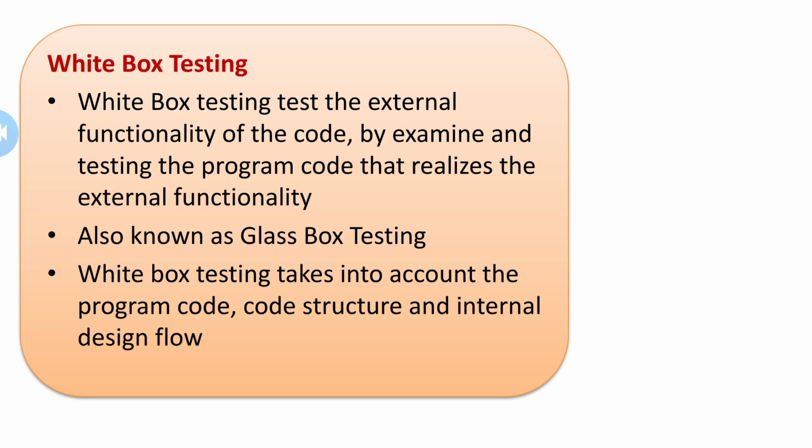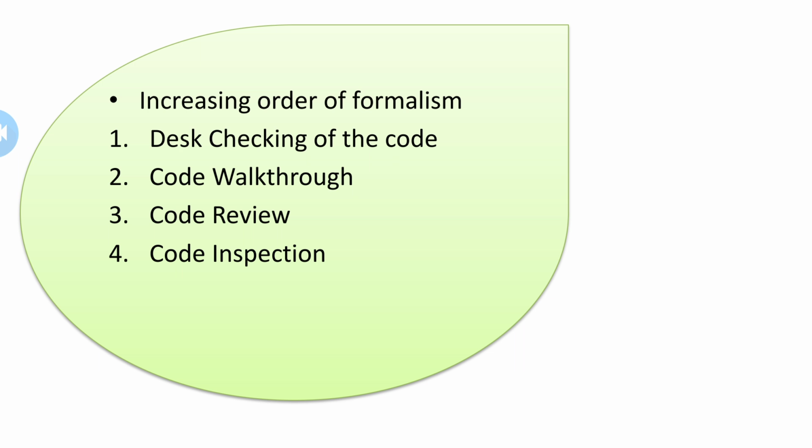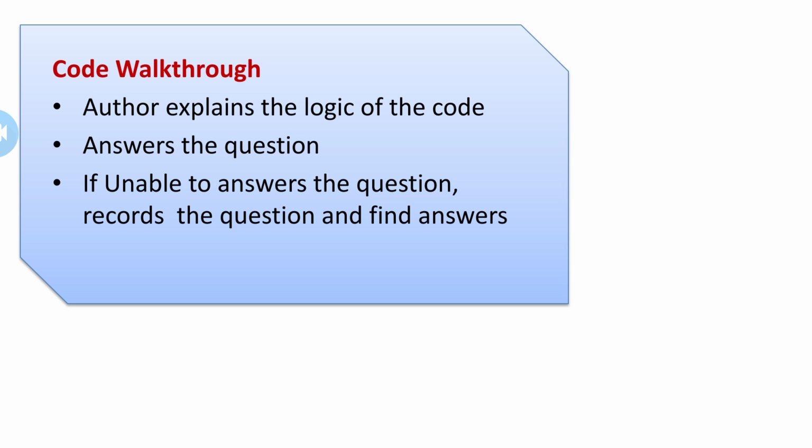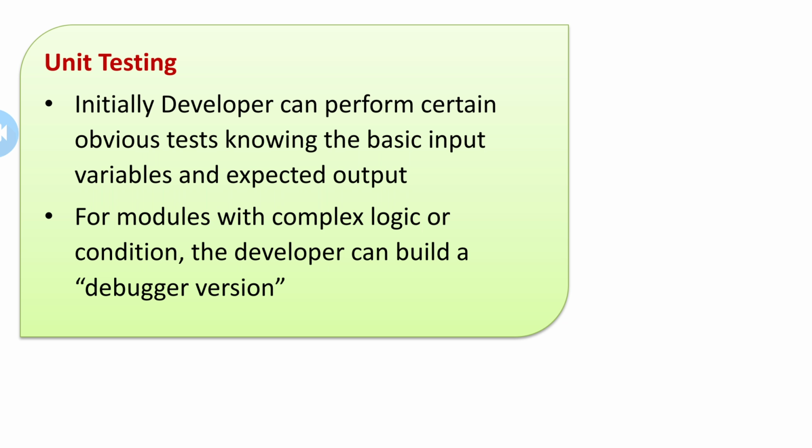Then we studied white box testing. We saw the static type and the pattern followed in static testing. Now we'll see structural unit testing. Structural unit testing is based on three things. One is unit or functionality testing. Let me read it out, then I'll explain. Second is code coverage testing, and third is code complexity. So first we'll see code coverage.